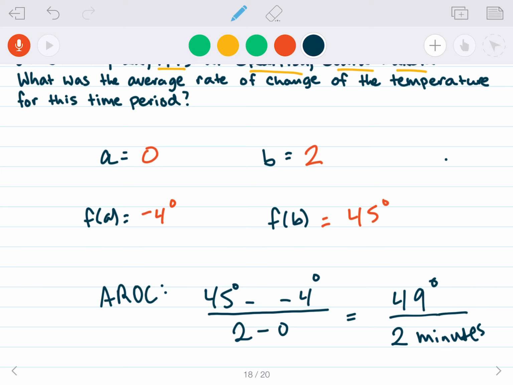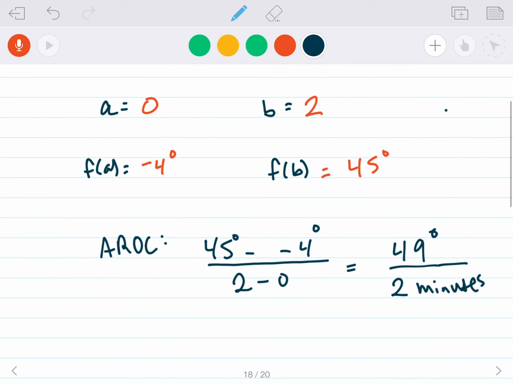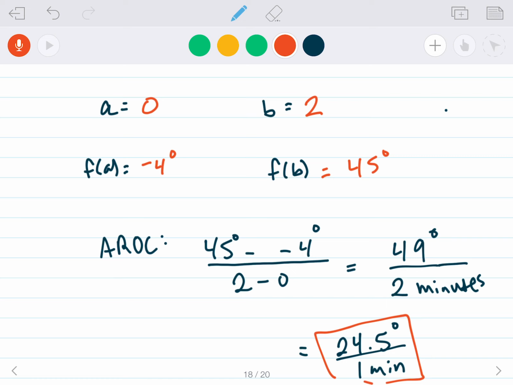The top is degrees. If we go ahead and divide 49 in half and do that math, we get 24.5 degrees per 1 minute. That's the average rate of change here. That is pretty crazy. That's how much the temperature increases per minute, is 24.5 degrees Fahrenheit per minute.